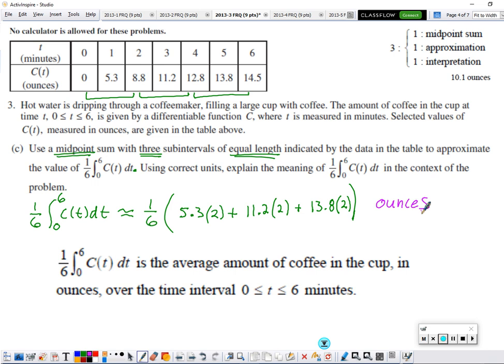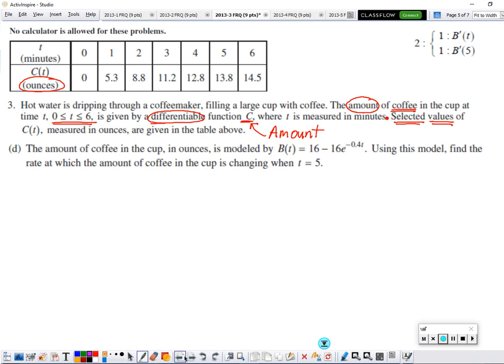Okay, cool. Part D. The amount of coffee in the cup in ounces. So I read that slower. The amount. Yeah, read slow. Coffee in the cup, ounces. The amount of coffee in ounces is modeled by this. Make sure you box that. And this is an amount.